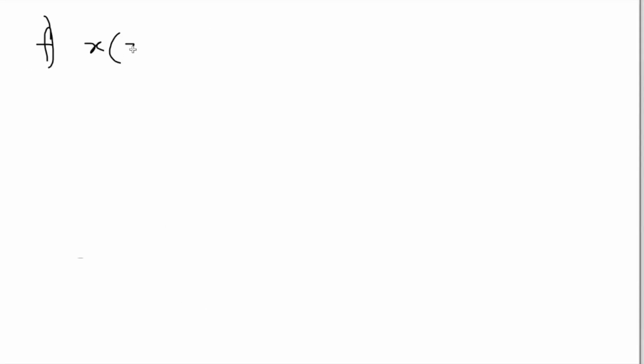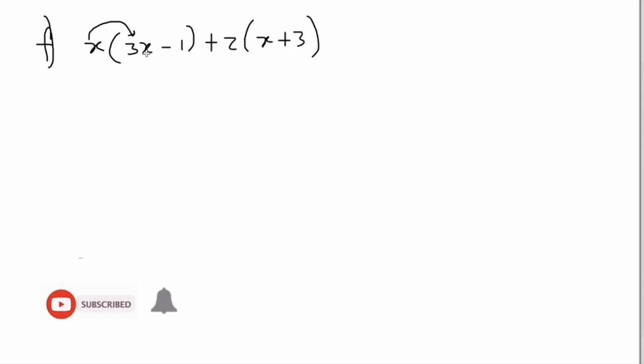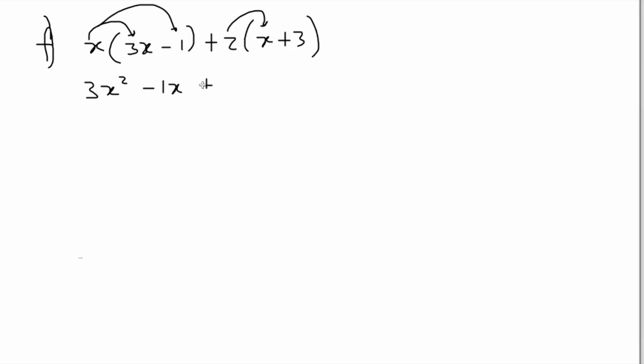Now the next question that we have here is the final question, where I'm going to expand and simplify as far as possible. So it's x times 3x minus 1 plus 2 times x plus 3. So multiplying x times 3x, I will have 3x squared. Then I multiply x times minus 1, that's minus x, which is the same as negative 1x. Now multiplying plus 2 times x and also plus 2 times 3. So I'm distributing. So 2 times x, that is 2x. And 2 times 3, that gives me 6. So I have plus 6.